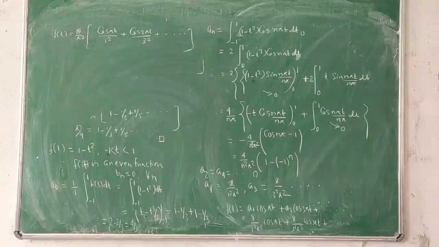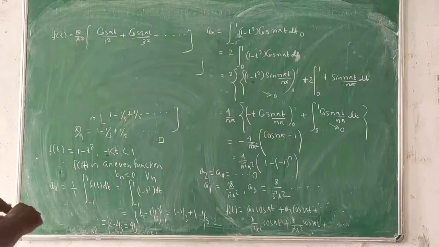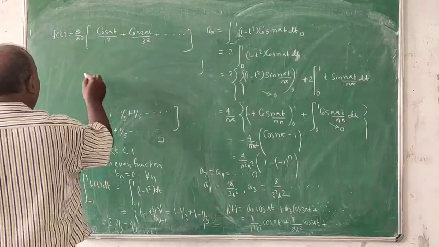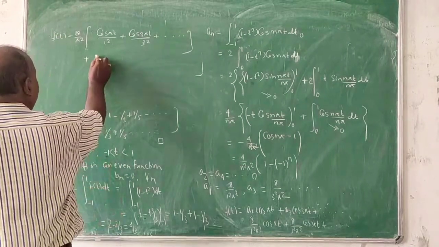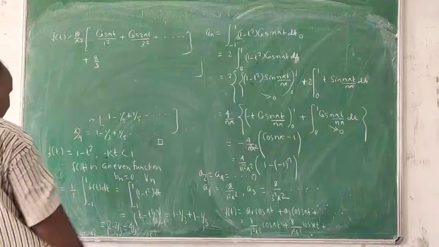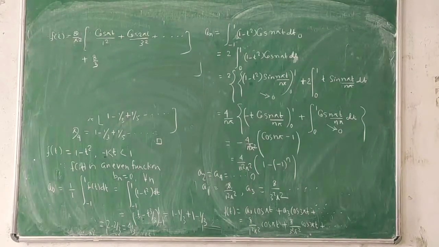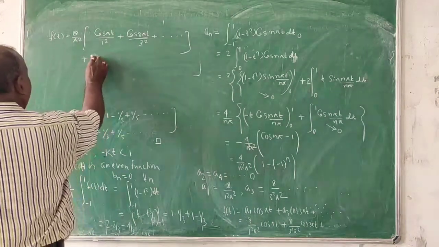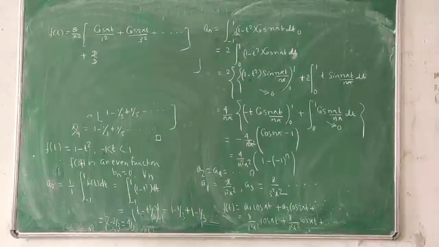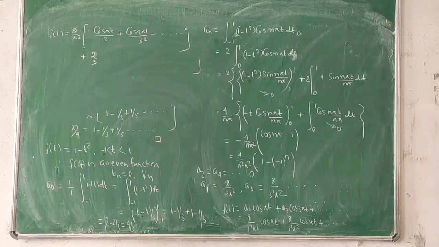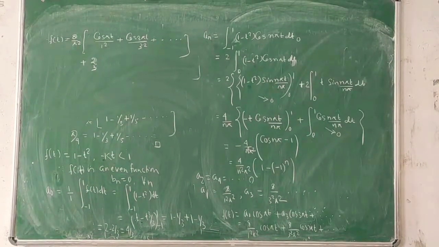The value of a naught by 2, a naught is 4 by 3, so a naught by 2 will be 2 by 3. So this becomes 2 by 3. Okay. So this is the required Fourier series expansion of this type of function. Okay.